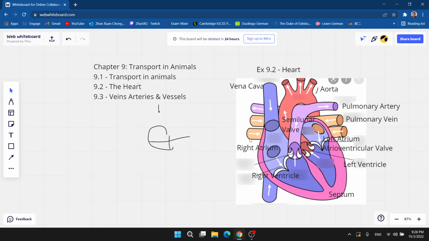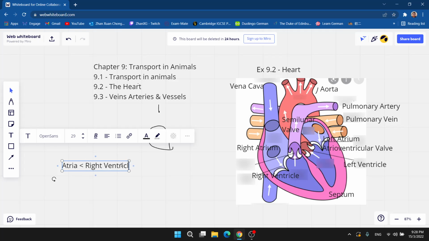Any valve's function is to prevent the backflow of blood. The left ventricle has the thickest muscle wall. The atria are smaller than the right ventricle, and of course the left ventricle has the thickest muscle wall. Why? Because it needs a higher force to pump blood a greater distance throughout the whole body.